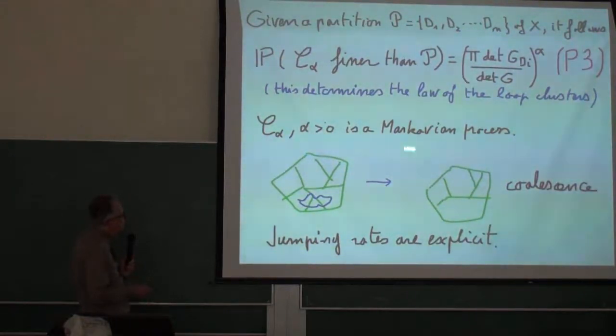And so as alpha increases, it's easy to see, as new loops are coming, that you get a Markov process, C alpha. What happens when loops are falling is that if this was the partition, there is a loop that overlaps several elements in the partition, and these elements coalesce. So it's a coalescence process. And the jumping rates of this coalescence process are actually explicit and given by formulas of this type.